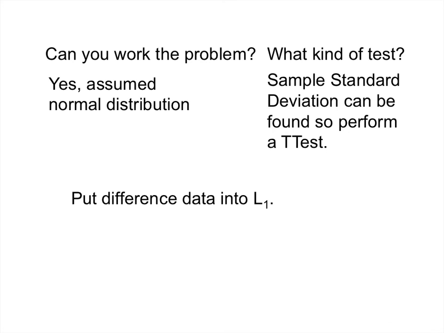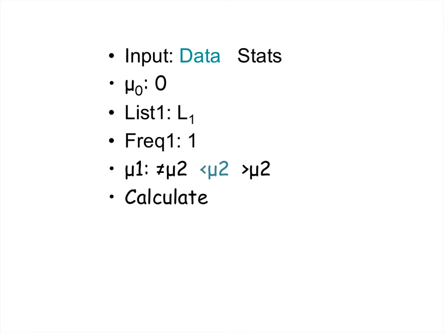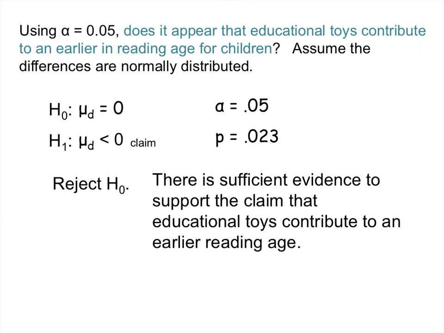Put the data in L1. We already did that. We do a t-test. Make sure you changed your symbol here because that'll change your p-value dramatically. And I end up with a p-value of 0.023. That's less than alpha, so we reject the null. And again, we support the claim because the claim is the alternate.